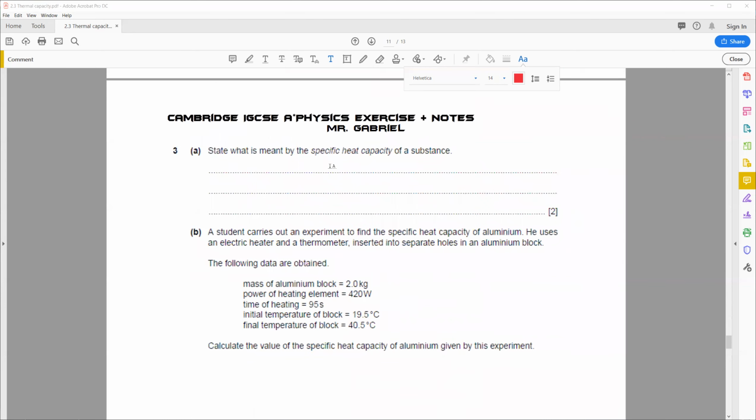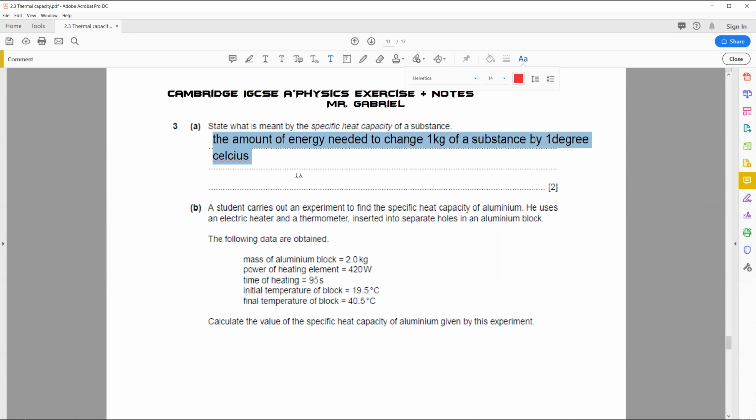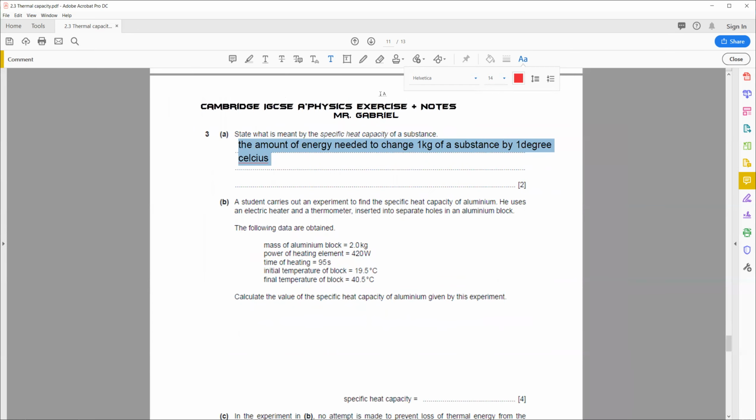So you see the next question is exactly the same question as well. State what is meant by specific heat capacity. Same thing, always the same answer. The amount of energy needed to change the temperature of 1 kg of a substance by 1 degree. Standard question, standard answer. Nothing much to talk about here.